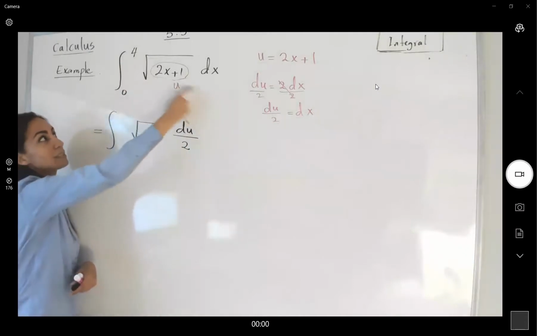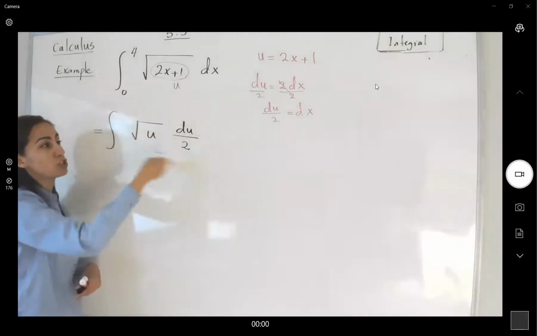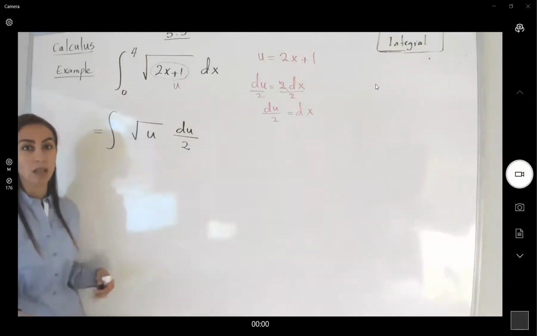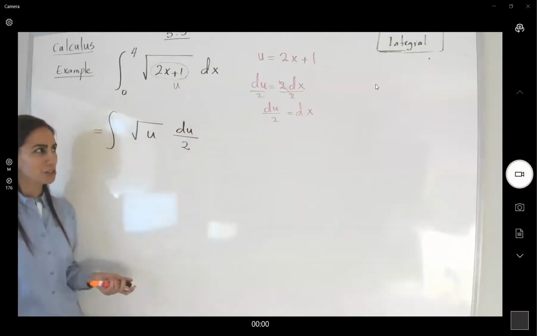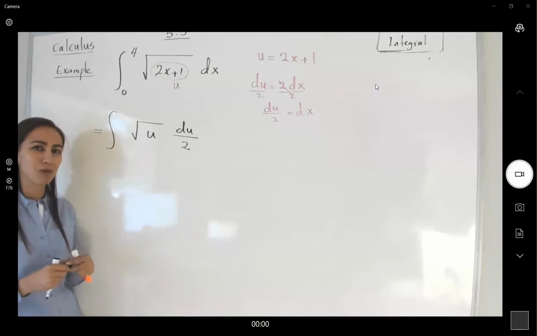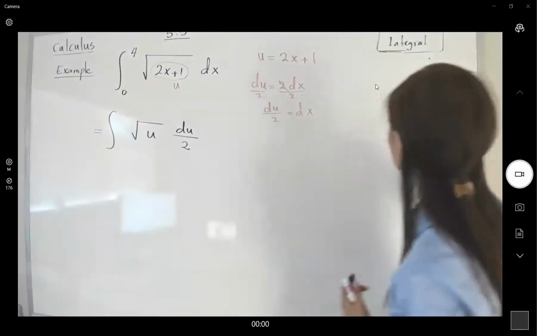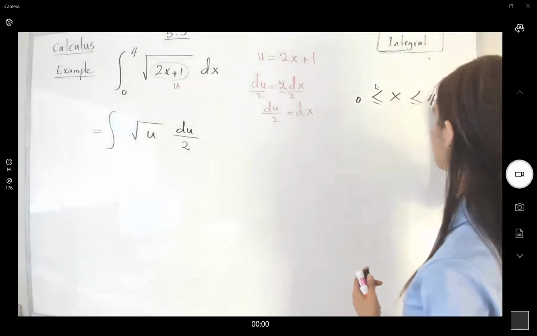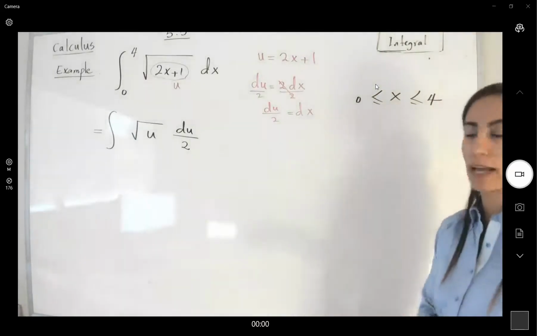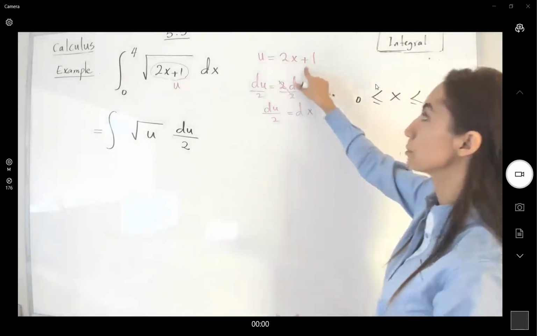Remember that your x is bounded between 0 and 4. Now you are switching to a new variable. It's not the same as x. It's different. It is u. So should I keep it as 0 and 4? Of course not. U is different from x. X is bounded between 0 and 4. What's the relation between x and u? U is 2 times x plus 1.